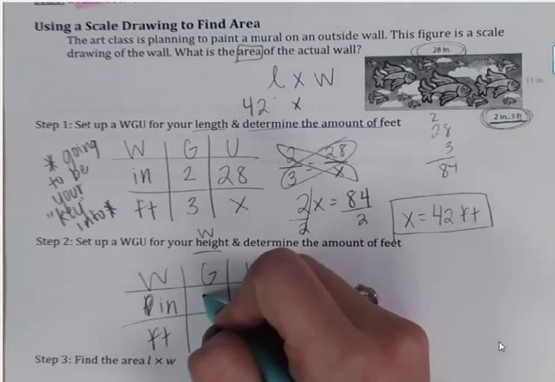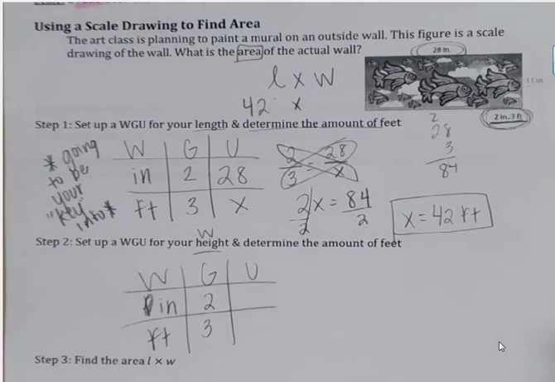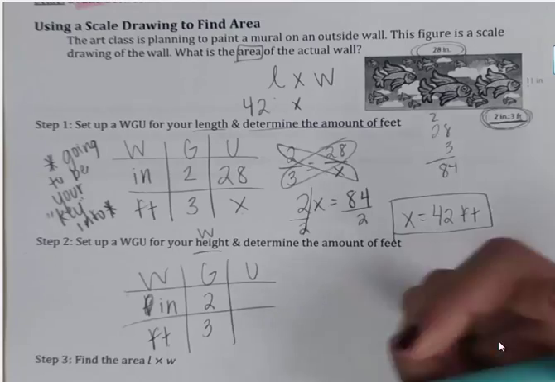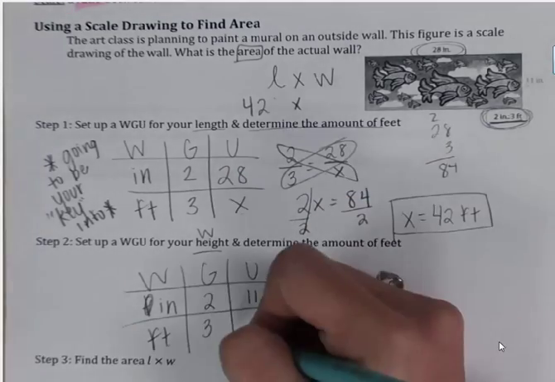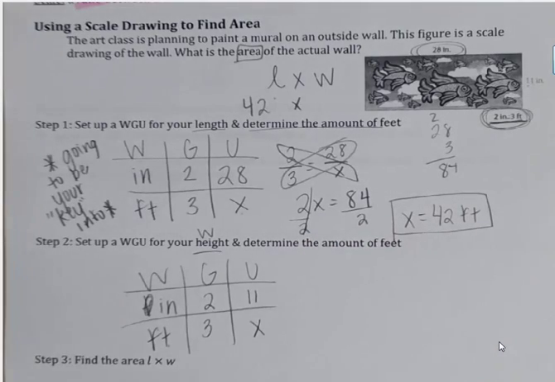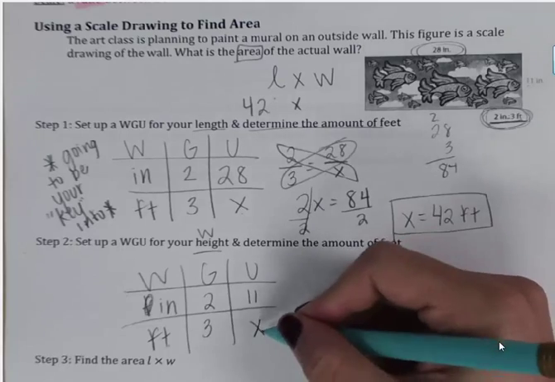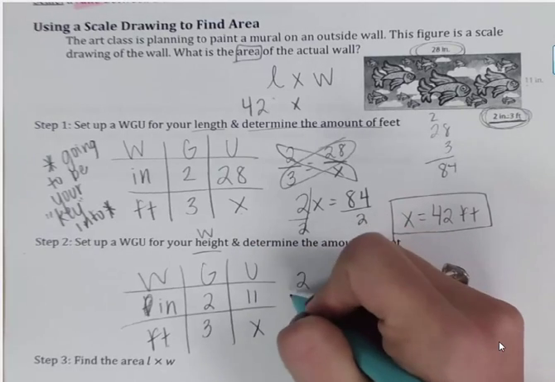Your G should have been still 2 over 3 if you did inches over feet. And then instead of having 28 this time, you should have had 11. And X, we're still trying to figure out how tall it is in feet, so that's why X is our variable. Pull it out and make a proportion.